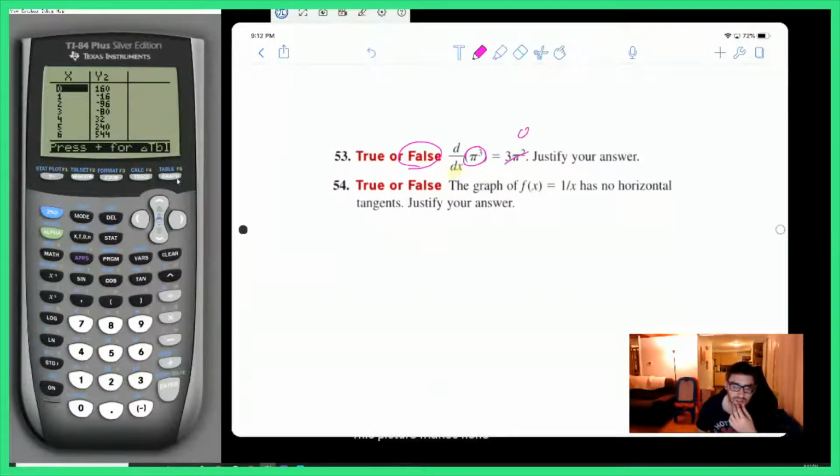The graph of f of x equals 1 over x has no horizontal tangents. Well, horizontal tangents would be where the derivative is equal to 0. So if I took this function, which is x to the negative 1, right? If I move the x up top, and I calculate its derivative, f prime of x is equal to, the constant comes down, so I have negative 1 x, and I must reduce the exponent by 1, so negative 2, which is equal to negative 1 over x squared.